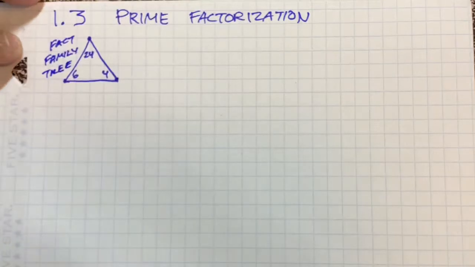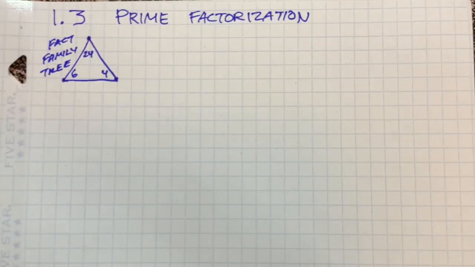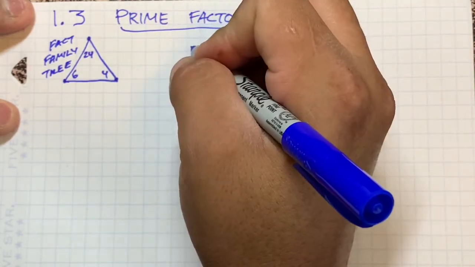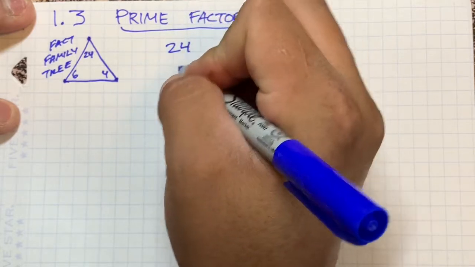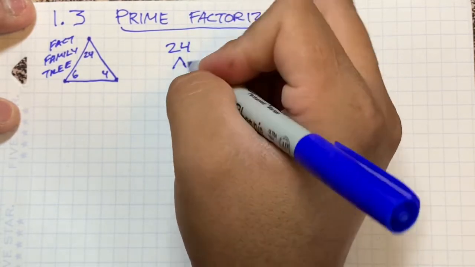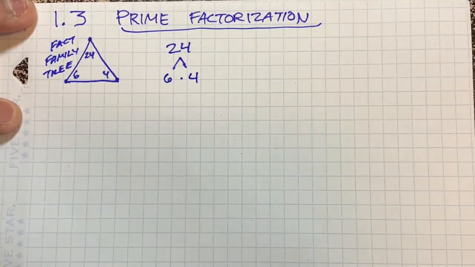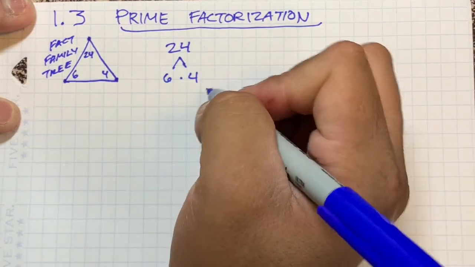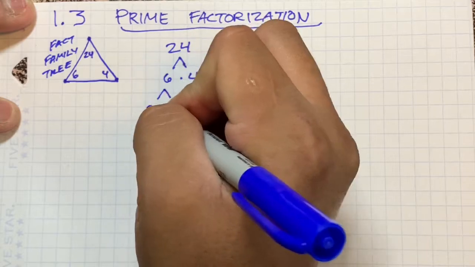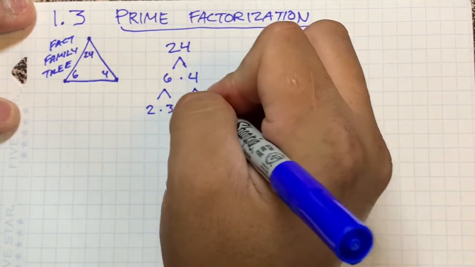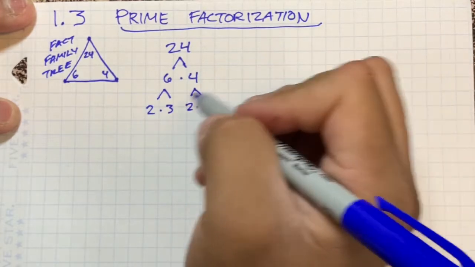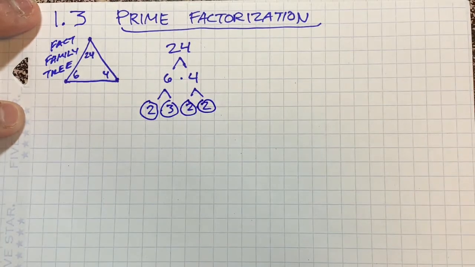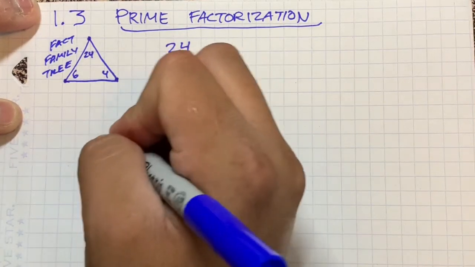Okay, so we're going to do something very similar to the fact family tree. However, what we want to do is use prime factorization with the factor tree. So starting with 24, we know that two factors that make 24 is 6 times 4. But 6 and 4 are both composite numbers, so we need to continue to break that down until we get prime numbers. We know that 2 times 3 equals 6, and 2 times 2 equals 4. 2 is prime, 3 is prime, 2 is prime, and 2 is prime.